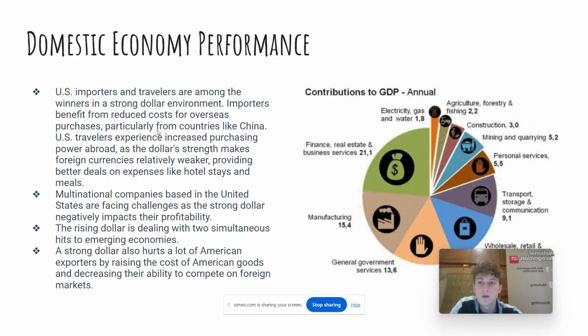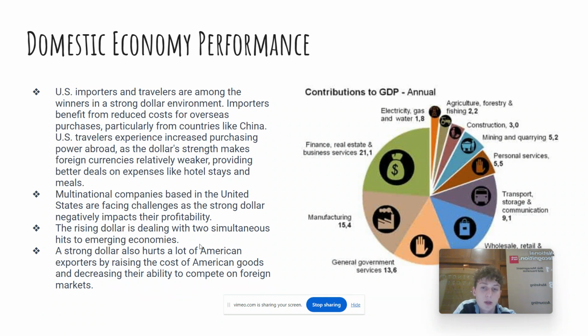U.S. importers and travelers are among the winners in a strong dollar environment. Importers benefit from reduced costs for overseas purchases, particularly from countries like China, since the U.S. dollar appreciates so much higher than the Chinese yuan. U.S. travelers experience increased purchasing power abroad as the dollar's strength makes foreign currencies relatively weaker, providing better deals on expenses like hotel stays and meals. Multinational companies based in the United States are facing challenges as the strong dollar negatively impacts their profitability.